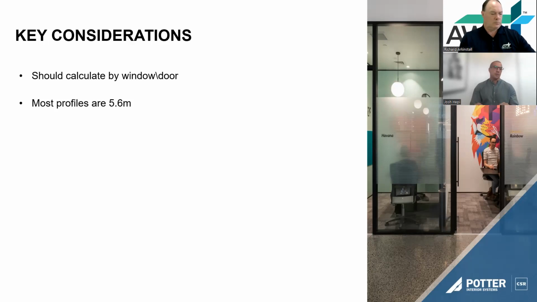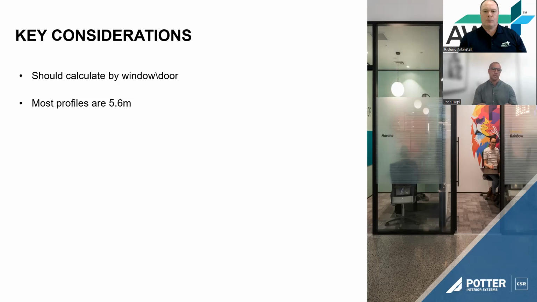I'll give you a couple of examples of where it won't work for aluminium partitions. For example, say you're dealing with a 3 meter high partition. Most of our profiles are 5.6 meters long. If you've got 3 meter high partitions, that means you're cutting your vertical members to 3 meters, and you have a 2.6 meter offcut. In most cases on that project, you won't be able to use that offcut.